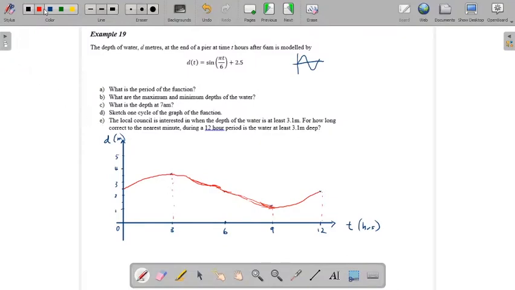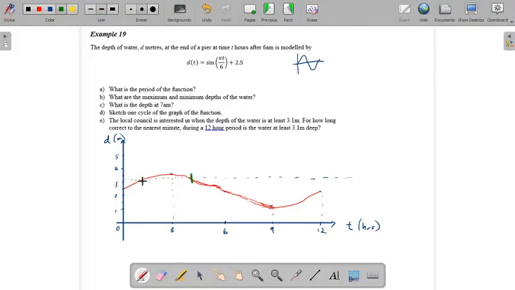Part E then, the local council is interested when the depth of the water is at least 3.1 meters. Okay, now 3.1 is going to be somewhere here. Okay, so 3.1 somewhere in here. We want to know when it's at least 3.1 meters. So what's between what two times is it at that point, or above that point really, because it's saying at least 3.1. So from there to there, what is this time period?